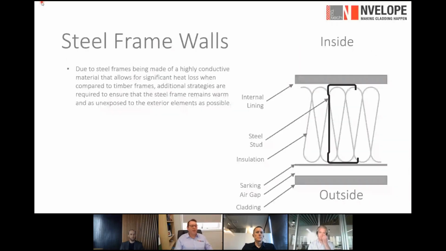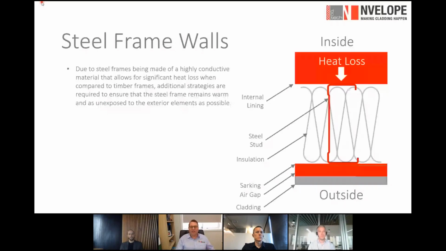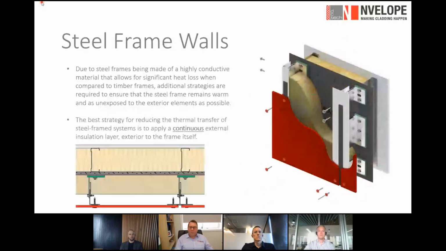So a bit about steel frames. Now, steel frames, and David covered a lot of this, being made of highly conductive material, so very poor in resistance, we expect heat loss. From the inside, the heat that we're trying to maintain at a regular temperature is lost through the frame. What we're trying to do is stop that from getting to the exposed exterior elements. The best way to do this is to insulate external to the studs themselves.